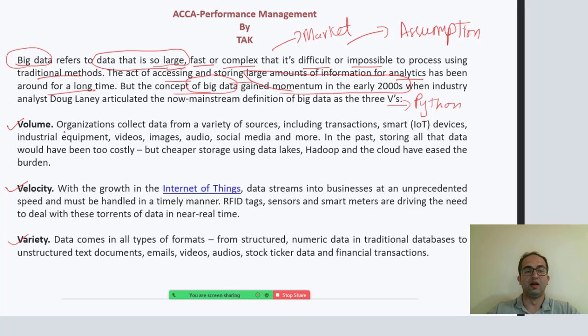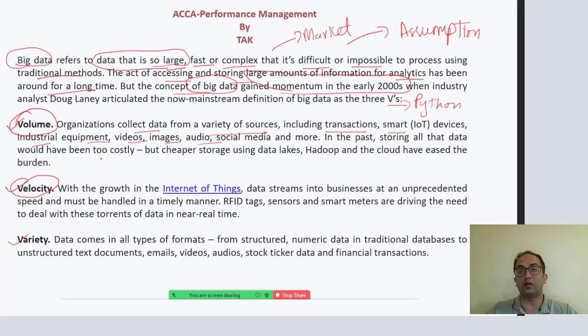of big data. So organizations collect data from a variety of sources, including transactions, smart IoT devices, industrial equipment, videos, images, audio, social media, and so on. Every transaction, every app, there is data. There is a lot of data. So obviously there is a lot of volume when it comes to big data.